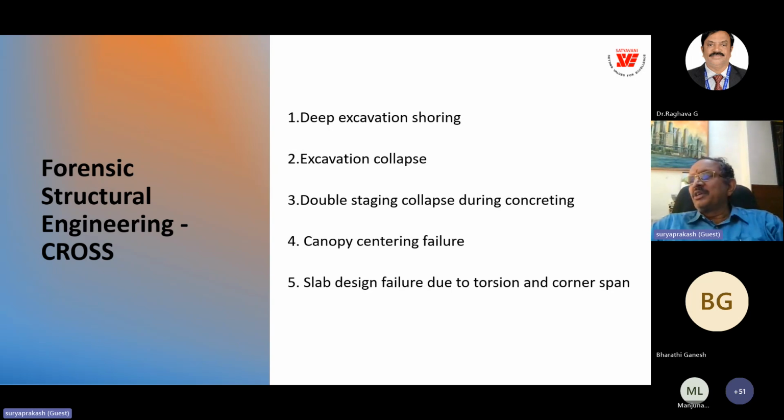Excavation collapse during excavation, and then double staging collapse during concreting, canopy centering failures, and canopy unbalanced shear. There are many canopy failures during concrete casting. So if it is not designed properly, the centering failures happen. And slab design failure due to torsion and corner span. We all know in two-way slabs, we have to provide reinforcement in the corner to take care of the torsion, and it is mostly ignored in the detailing of the corner spans.